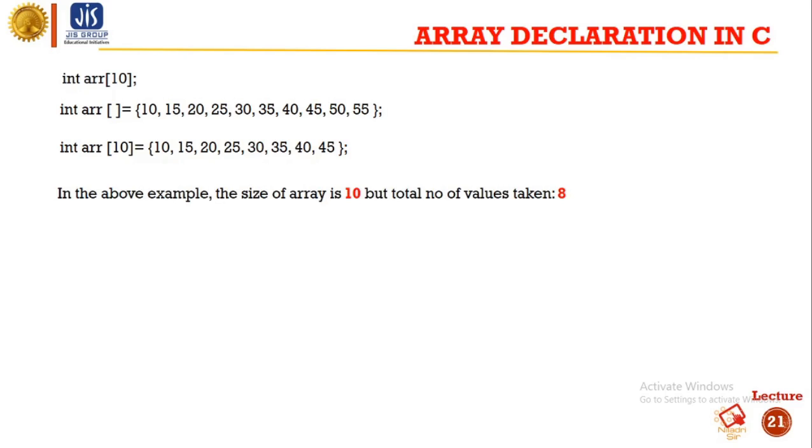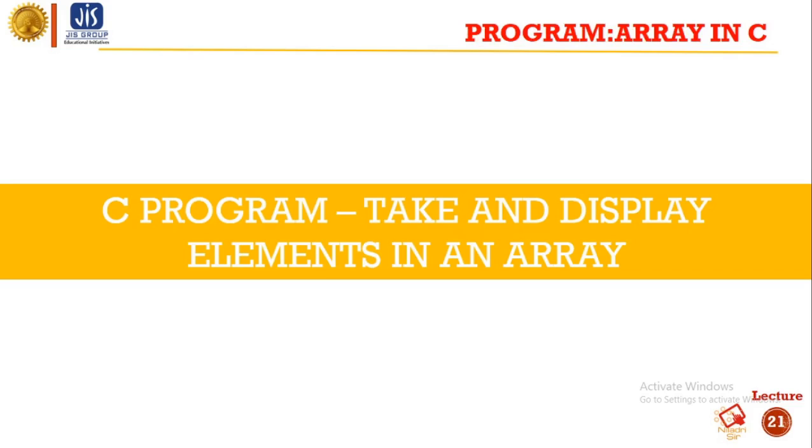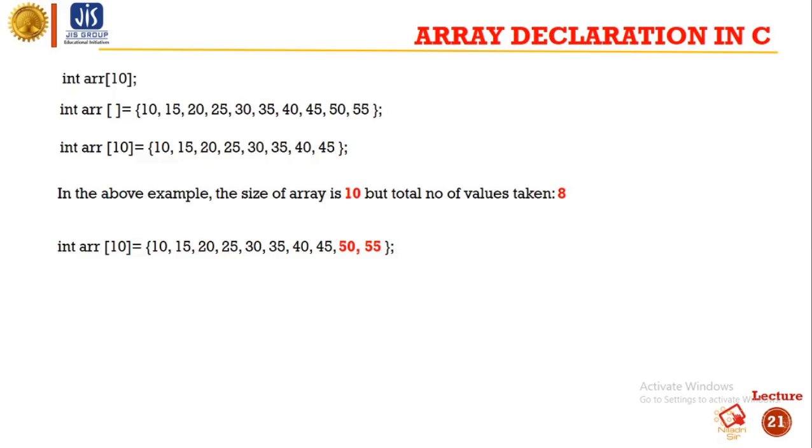In the above example, the size of the array is 10, but the total number of values taken is 8. So here are 8 values, and the rest of the values will be 50 and 55. So this is basically our single dimensional array.